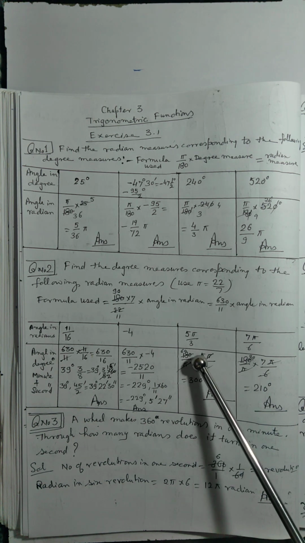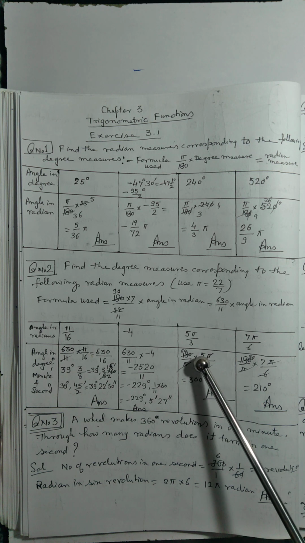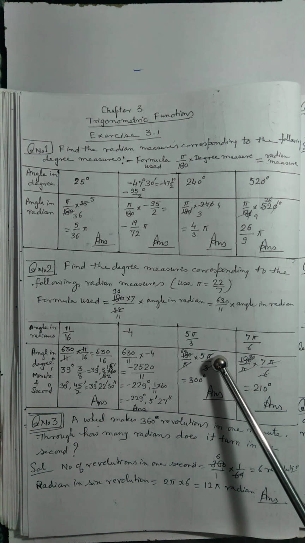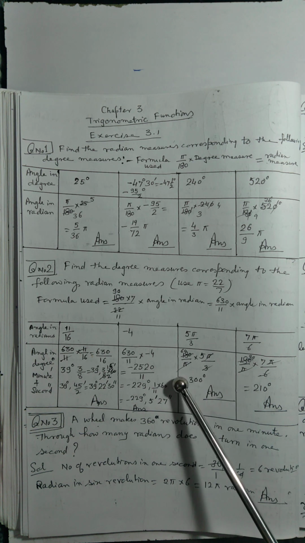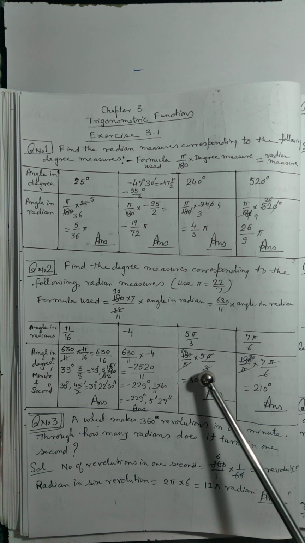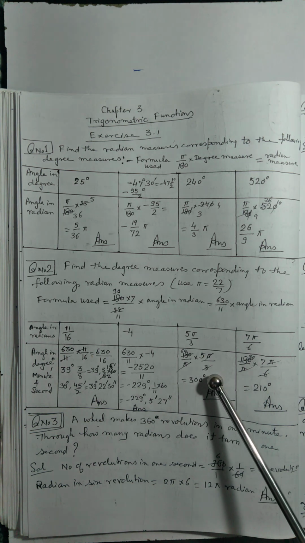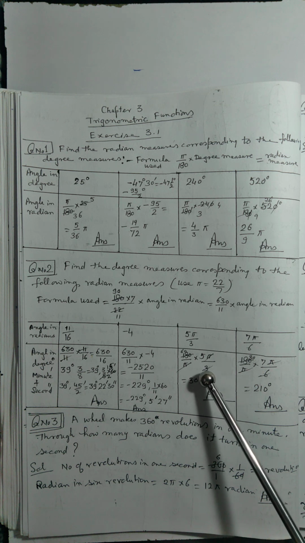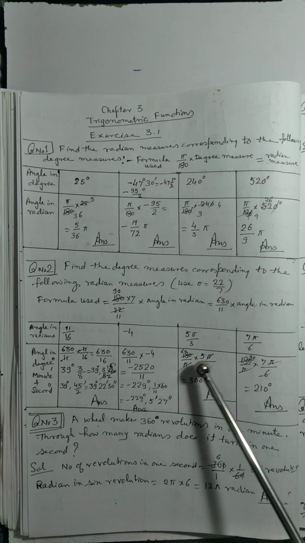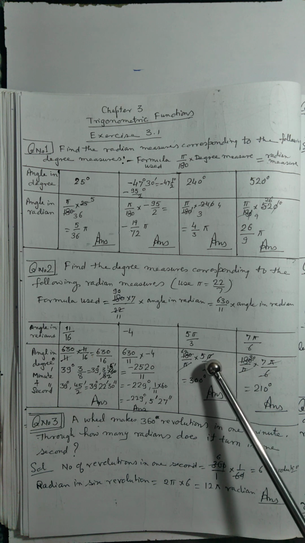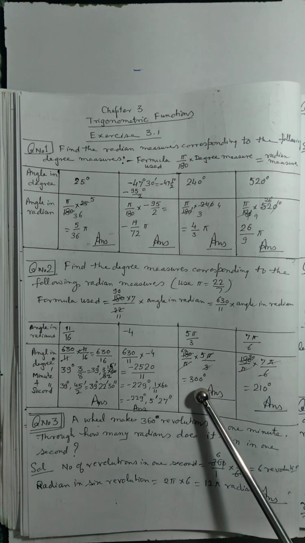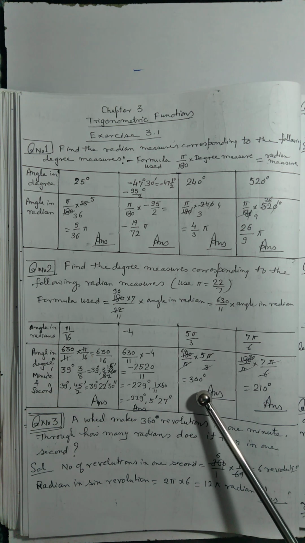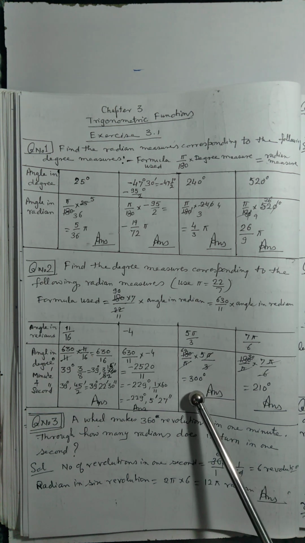Now the next is 5/3. So 180/pi into 5/3. Pi and pi will be cancelled. 3 you can divide 180/3. It will be equal to 60, and if you just multiply it with 5, so 60 into 5, that will be equal to 300. So 300 degree will be your answer.